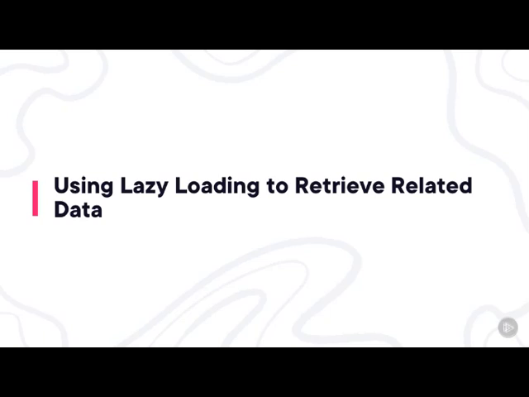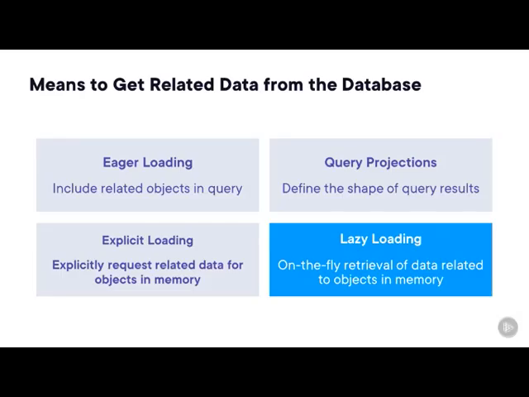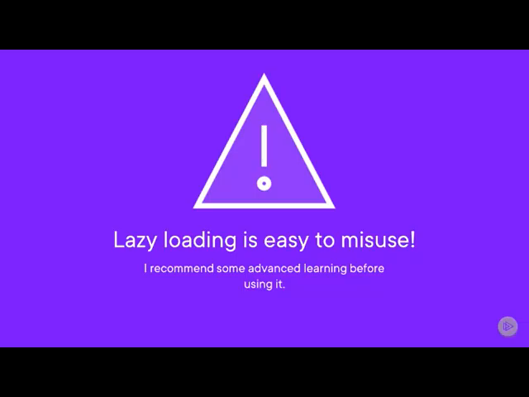The other way to load related data after the fact is what's called lazy loading. Like the explicit loading, it lets you get related data for objects that are already in memory. But lazy loading does it on the fly. I'm personally not a big fan of lazy loading because it's so easy to accidentally abuse it and create performance problems or get unexpected results. Fortunately, lazy loading is disabled by default in EF Core.